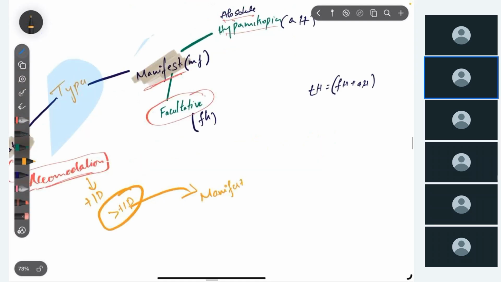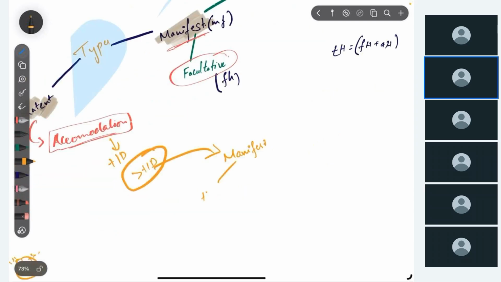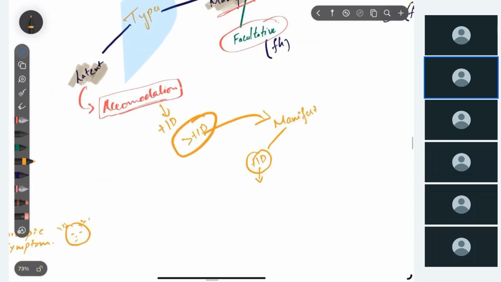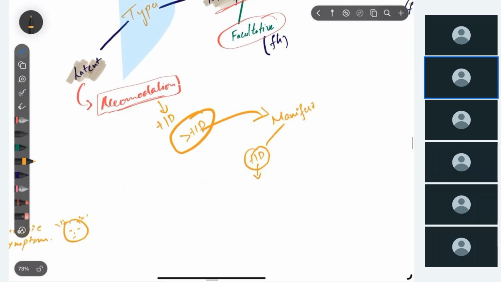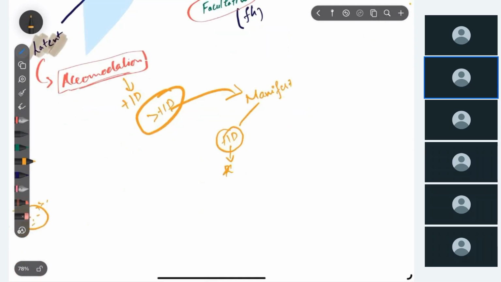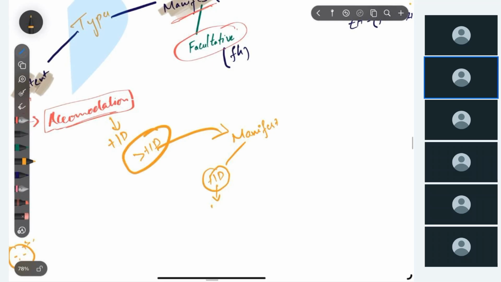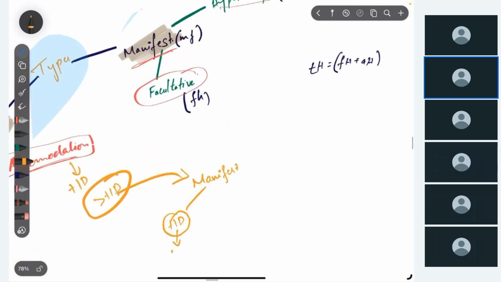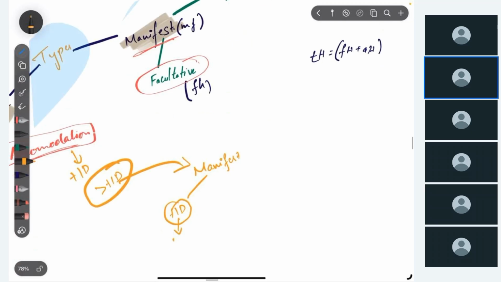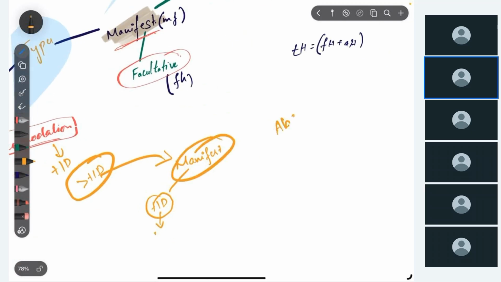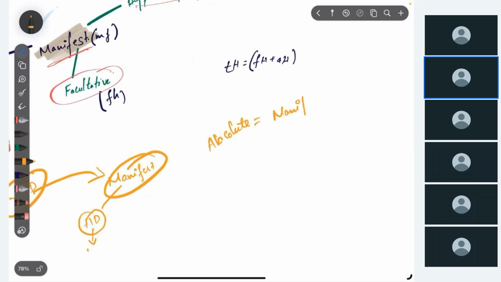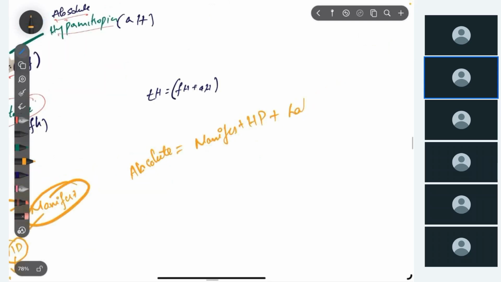So inside the manifest squint, the plus 1 diopter initially is taken over by accommodation, right? So that is not seen. Only the thing which the eye is not able to accommodate is being seen. That is called as manifest squint. So there is absolute hypermetropia, which is equal to manifest hypermetropia plus latent hypermetropia.